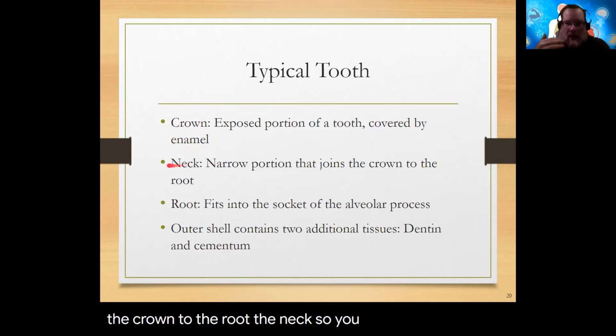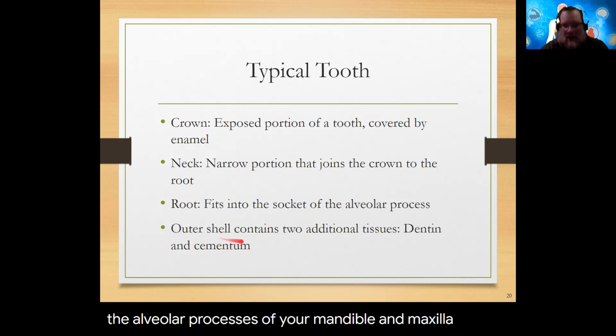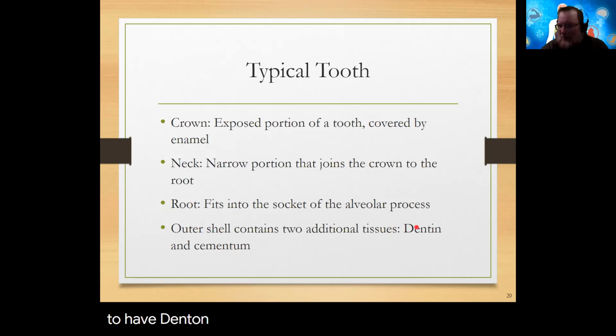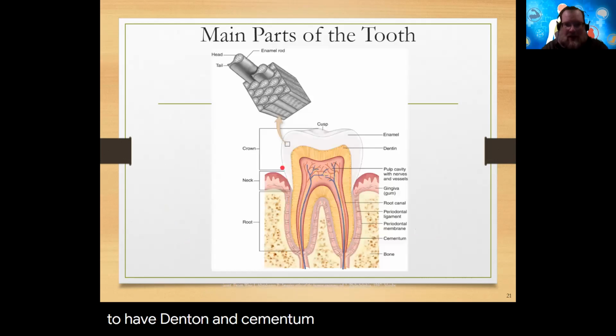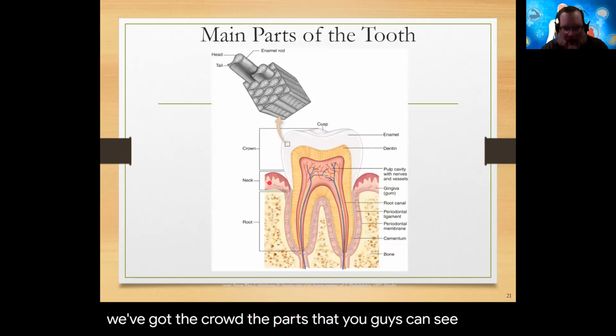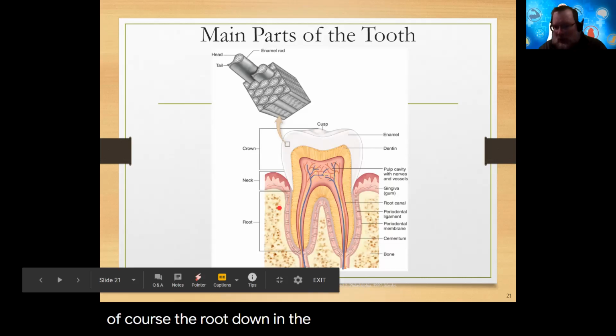So you would see that right around the gingiva or the gums. And then the root is not going to be exposed. That's going to fit into the socket of the alveolar processes of your mandible and maxilla. And then the enamel also we'll find is going to have dentin and cementum, which provide a little bit of extra strength to the teeth. So again, we've got the crown, the part that you can see, and the neck is right there by the gingiva, which is the gum, right around where you're going to floss. That's the neck of the tooth, and then of course the root down in the mandible or maxilla.